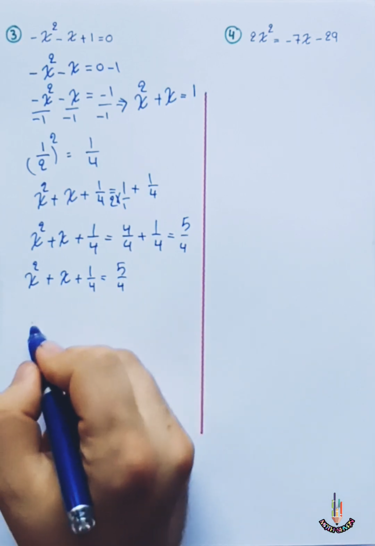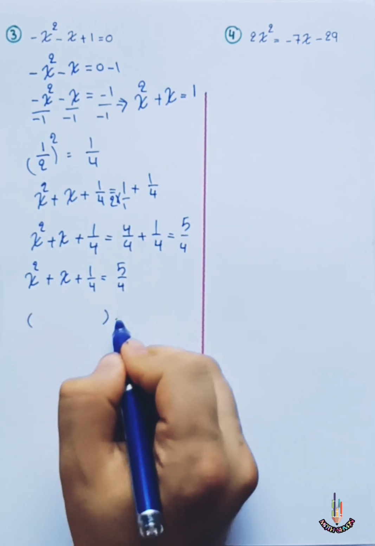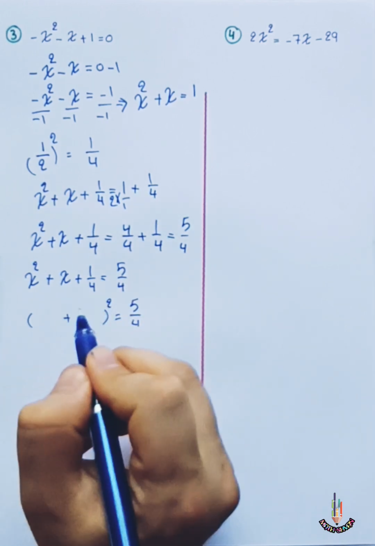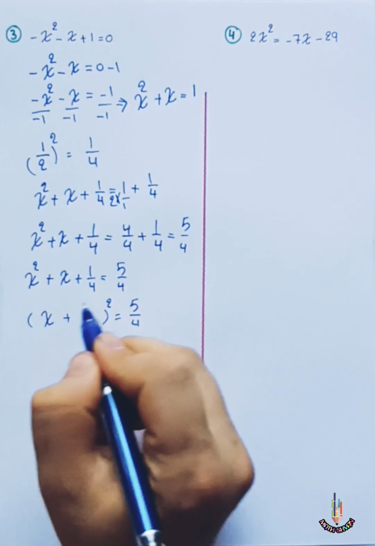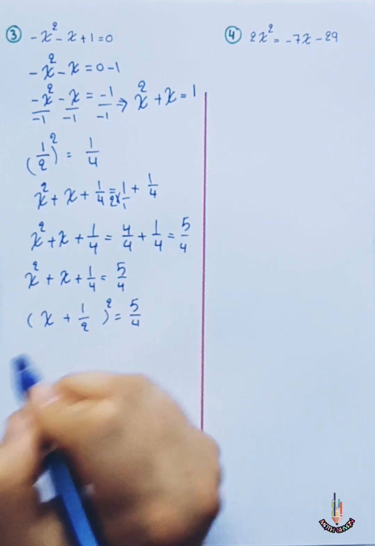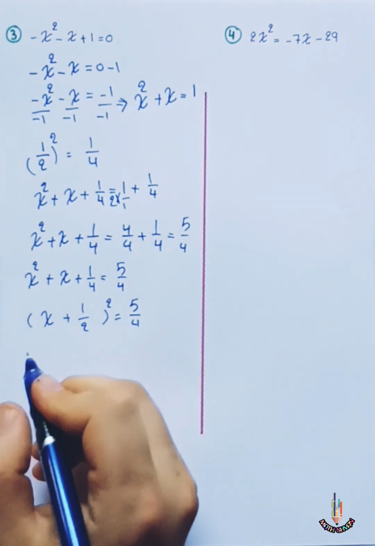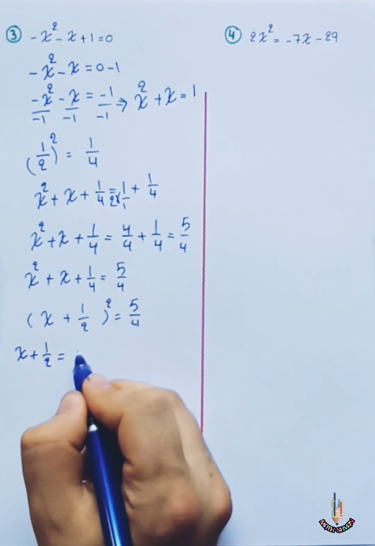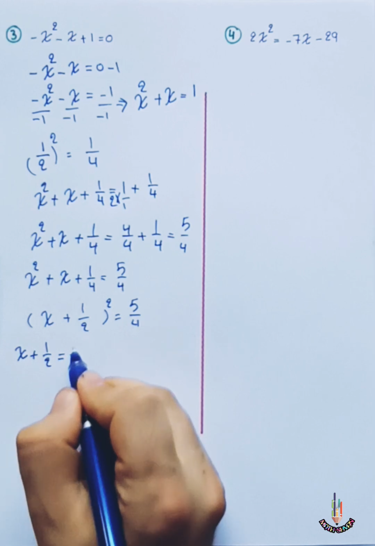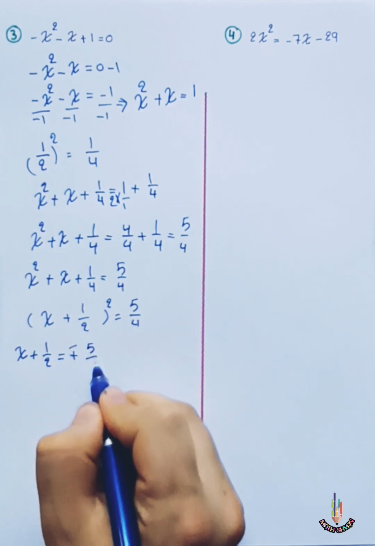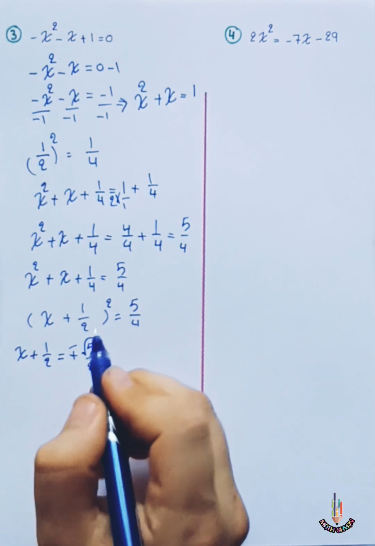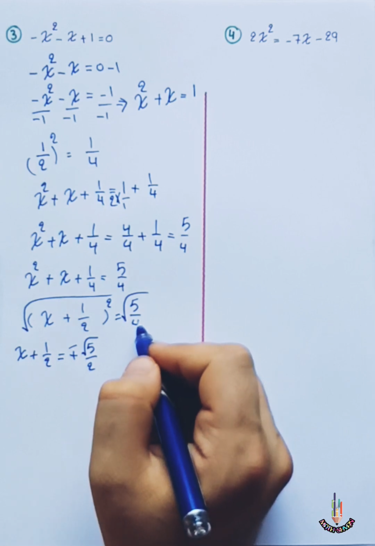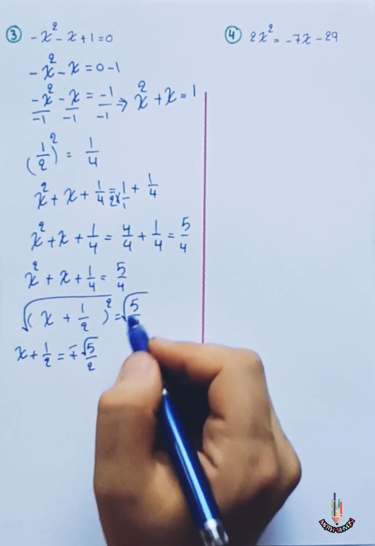Now this is a perfect square. We can use the rules for perfect square. x squared comes from x times x, and 1 out of 4 comes from 1 out of 2 times 1 out of 2. Now we have x plus 1 out of 2 equal to positive or negative square root of 5 out of 2, because when we take the square root of both sides, 5 is not a perfect square, so it stays inside the square root.